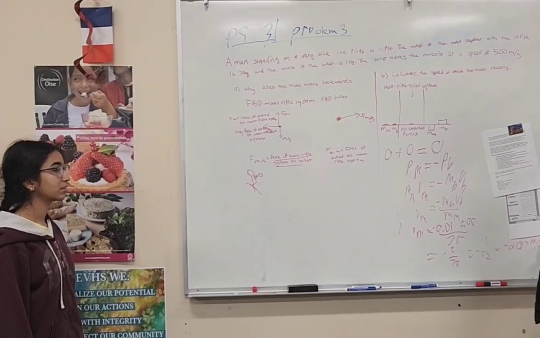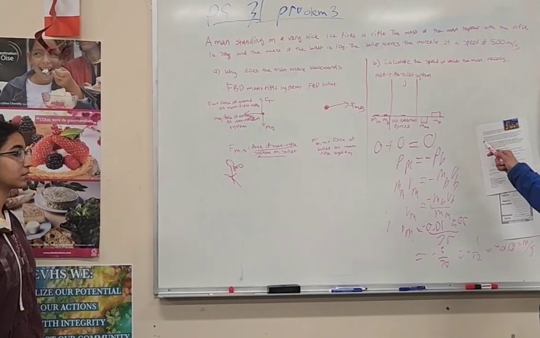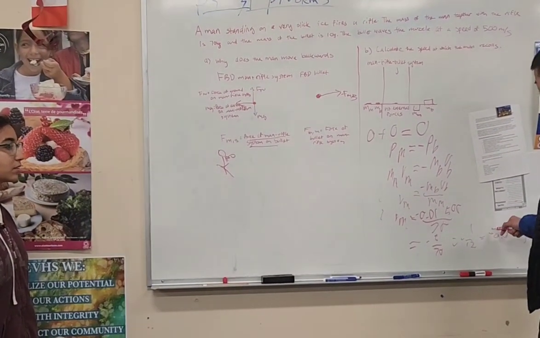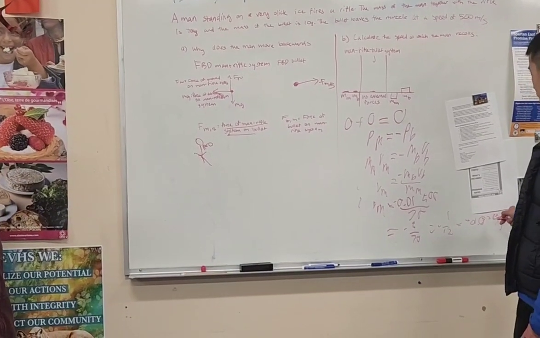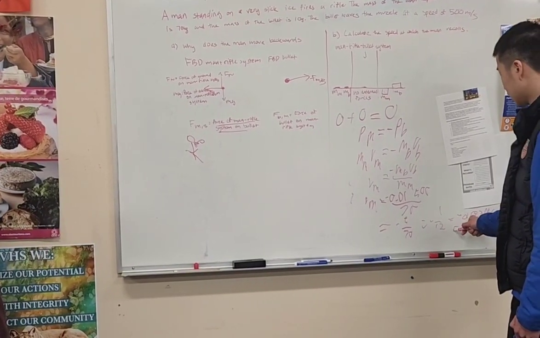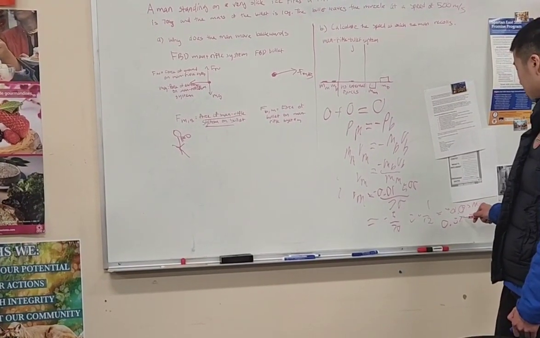But the problem says to find the speed at which he recoils, so it's not really negative. Taking the absolute value of negative 0.07 meters per second, the speed is simply 0.07 meters per second.